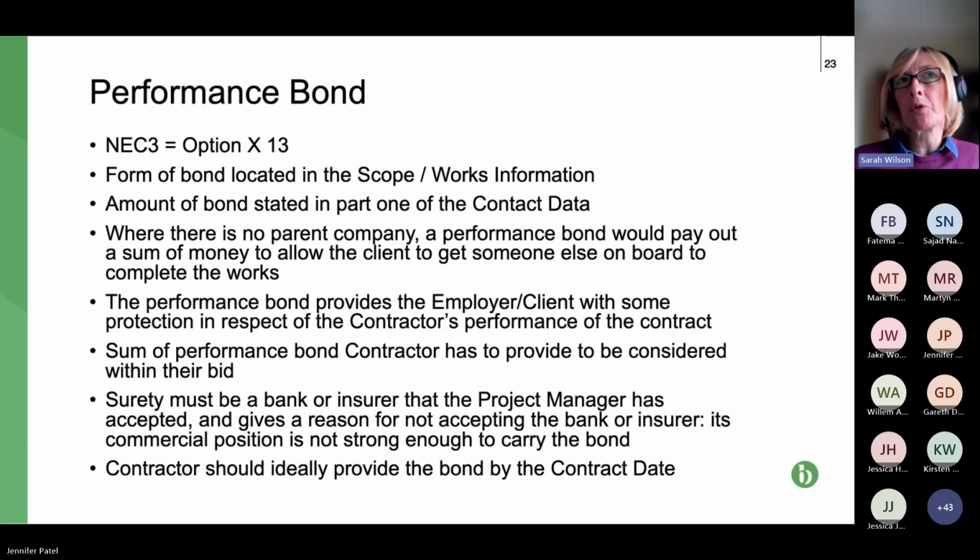The performance bond is between the bond supplier, which would be the bank or the insurer, operating on behalf of the contractor. So they will provide it to the employer. So they are the parties who will sign up to it, and also the contractor will sign up to it to agree that the bond supplier provides it on their behalf.